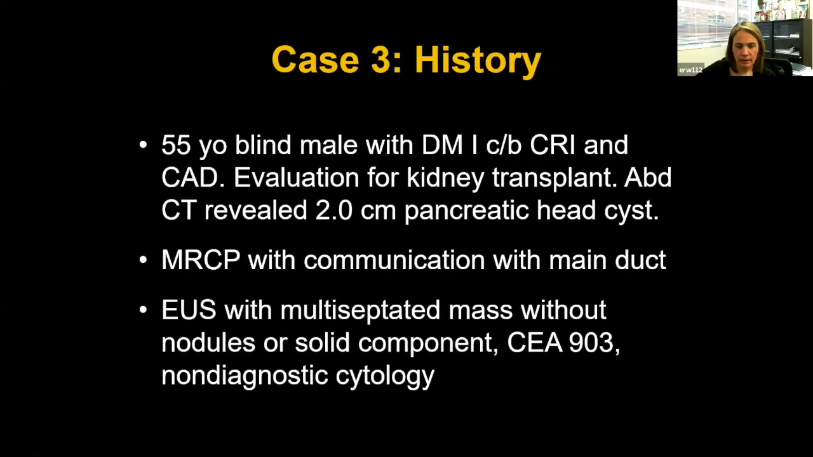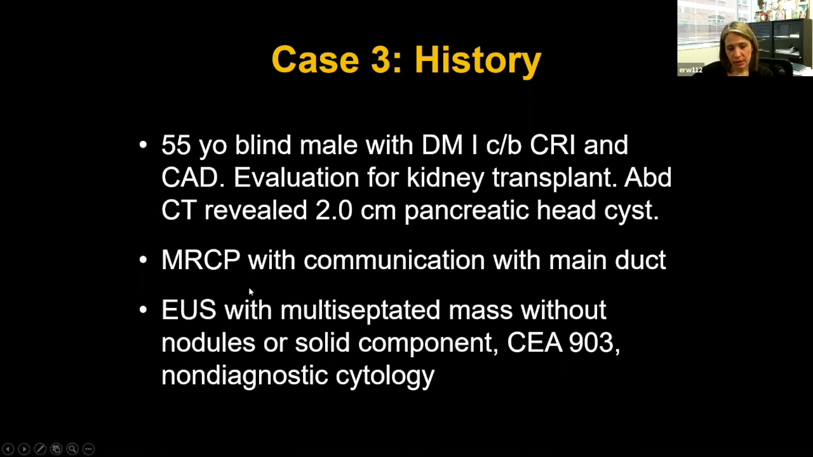So I will go on to case 3. This is kind of the opposite end of the spectrum. This is a 55-year-old man who has type 1 diabetes, complicated by both chronic renal insufficiency and coronary artery disease, whose functional status is limited by the effect of the diabetes on his retinas. And he has been undergoing an evaluation for kidney transplant, and as part of that, obtained an abdominal CT scan, which showed, unfortunately, a pancreatic head cyst.